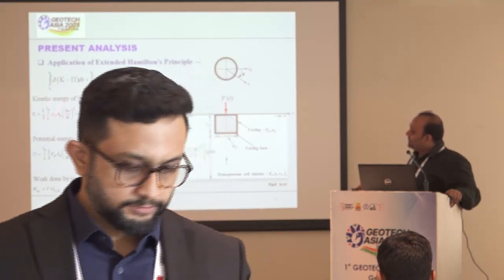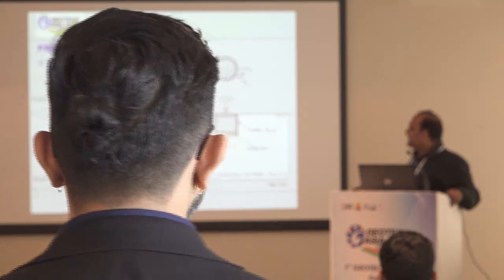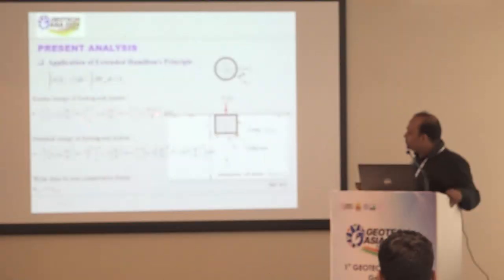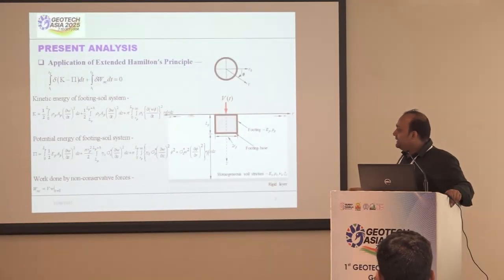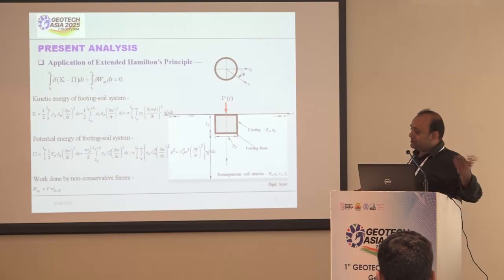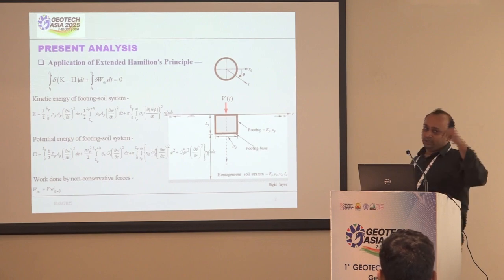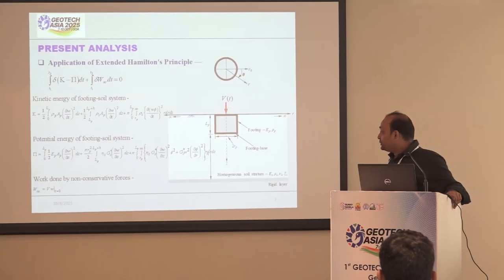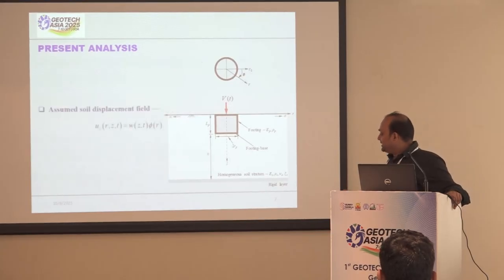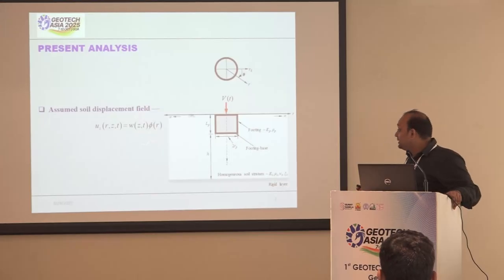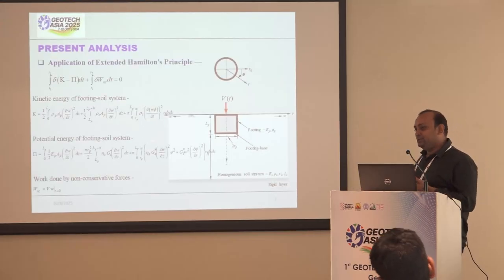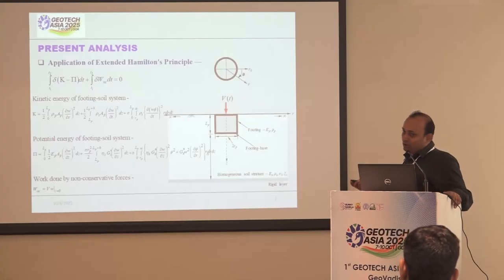In K, the first term is the kinetic energy of the footing itself, and these two terms are the kinetic energy of the soil. In the second equation, the first term is the potential energy of the footing, which was not considered in the previous analysis, and these two terms are the potential energy of the soil. And this is obviously the work done by the applied external force. All these equations are expressed in terms of this particular displacement field, and obviously you're using the theory of elasticity, which is used in any continuum mechanics work.